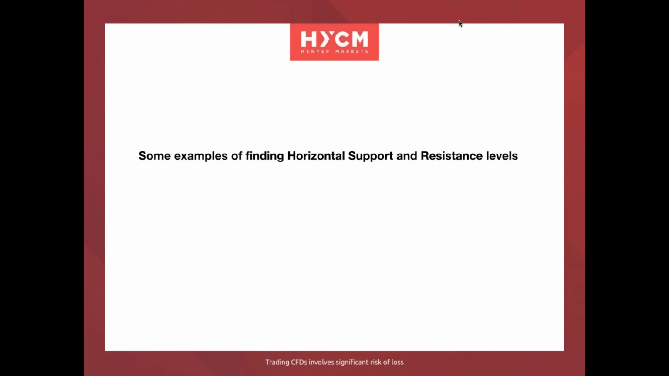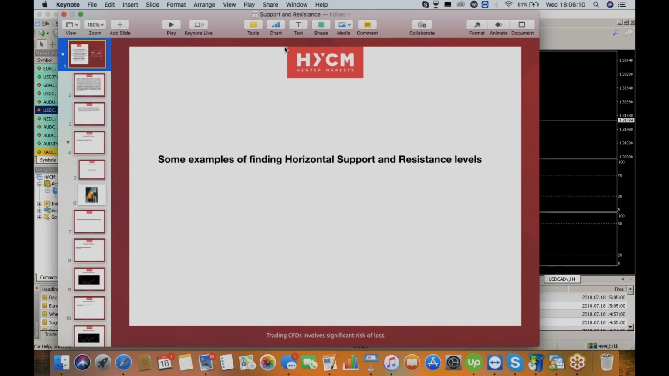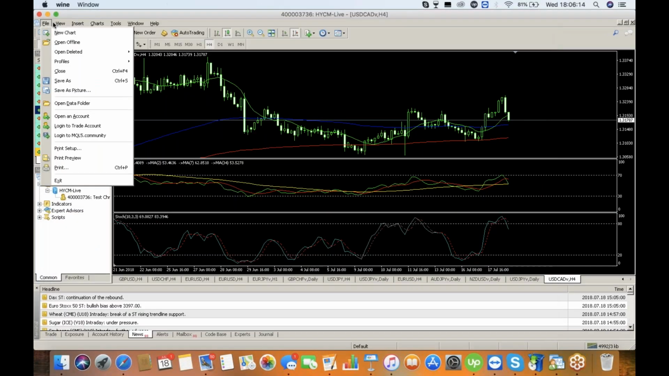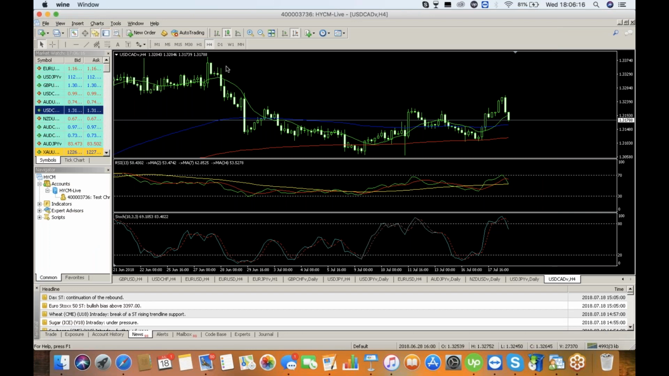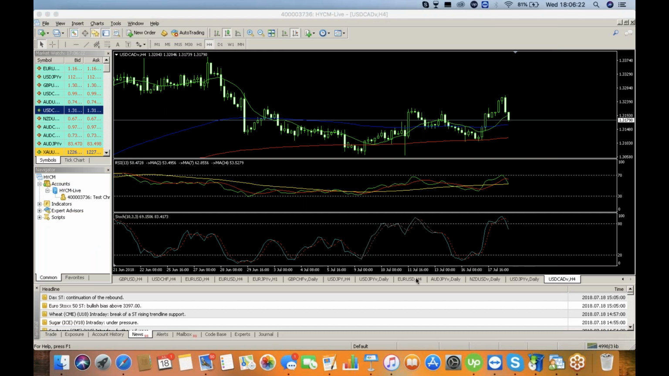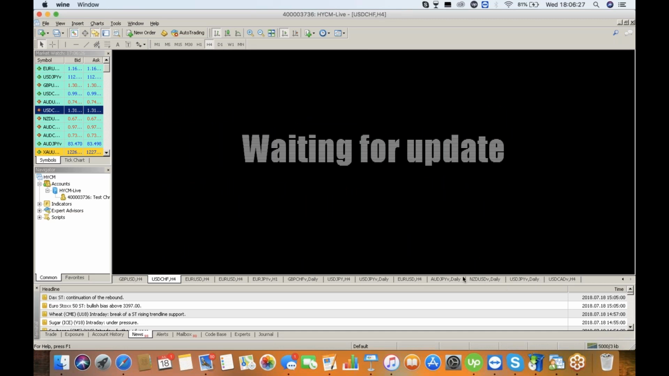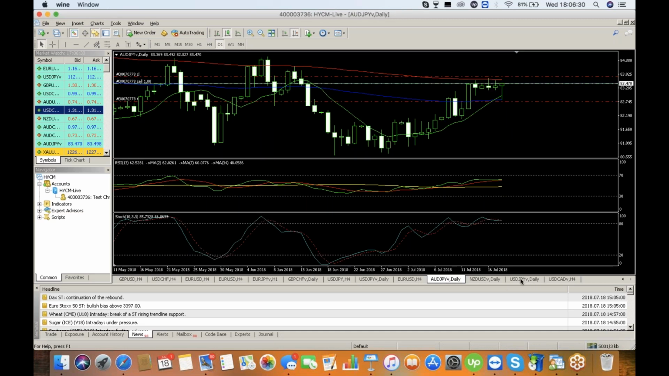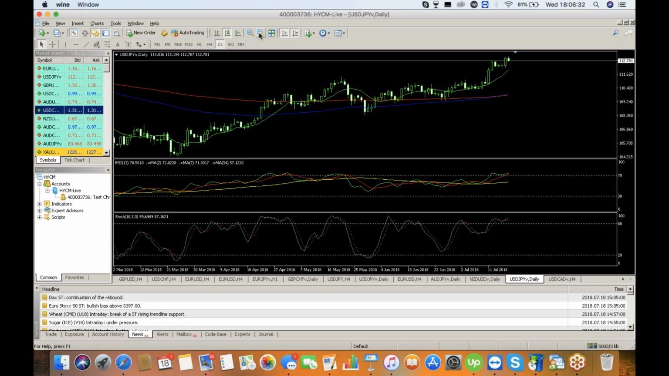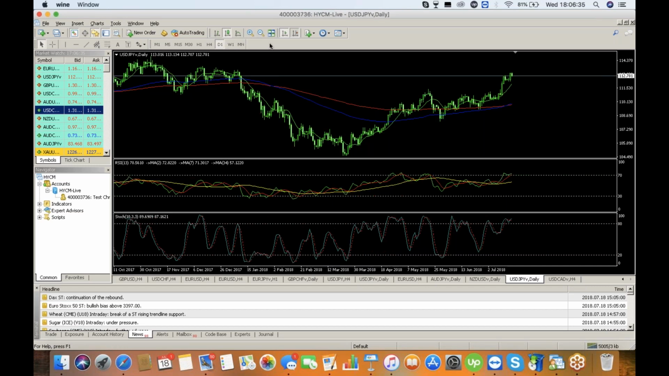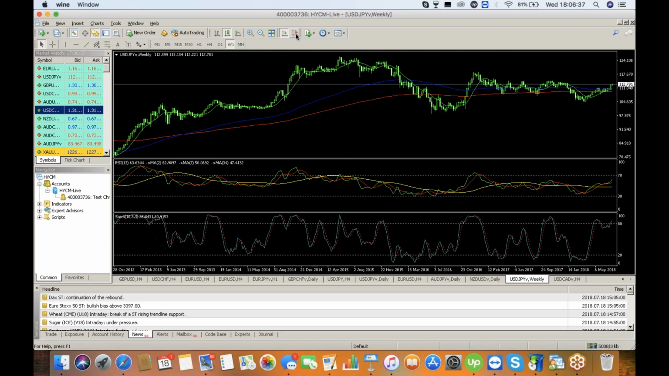Now, we're going to have some examples of finding horizontal support and resistance levels. And I'm just going to jump out of here, and we're just going to go into the charts and start looking for some of these levels. So let's take one of the major pairs. Let's take the dollar yen here. Okay, so we're just going to zoom out, and we'll start on the weekly chart.